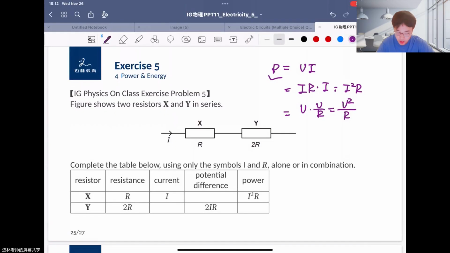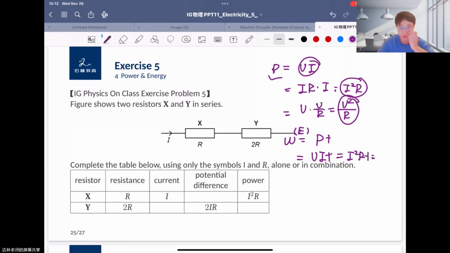And for the energy or the work done, we can use the formula: work done or energy equals power times time taken, right? So here you can also write that it equals UIT, like this part times time taken, right? And also I squared R, you can write as I squared RT, right? You can also write for this formula U squared over R, that is U squared over R times time taken, okay? So this is for the work done right here, okay?